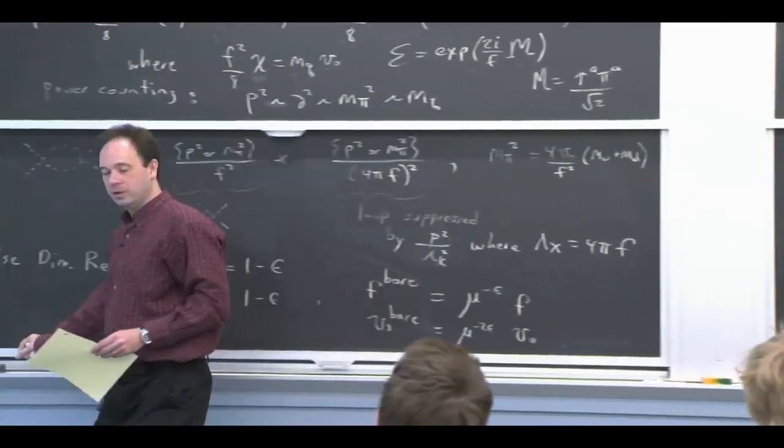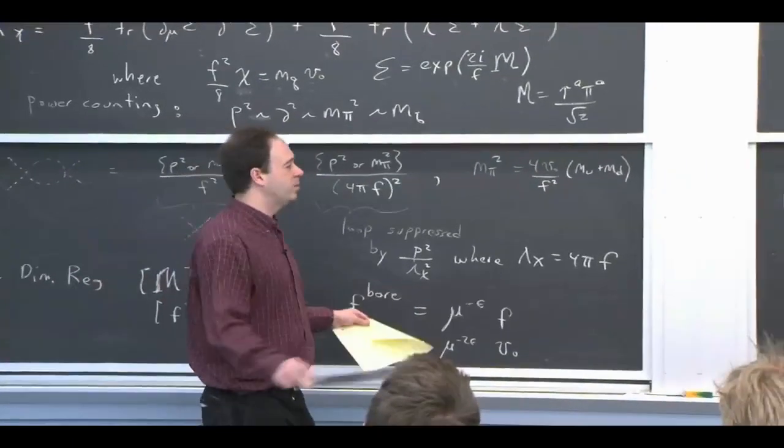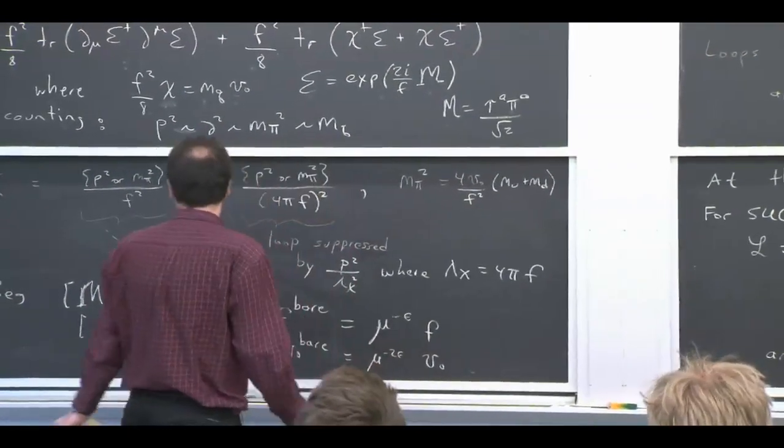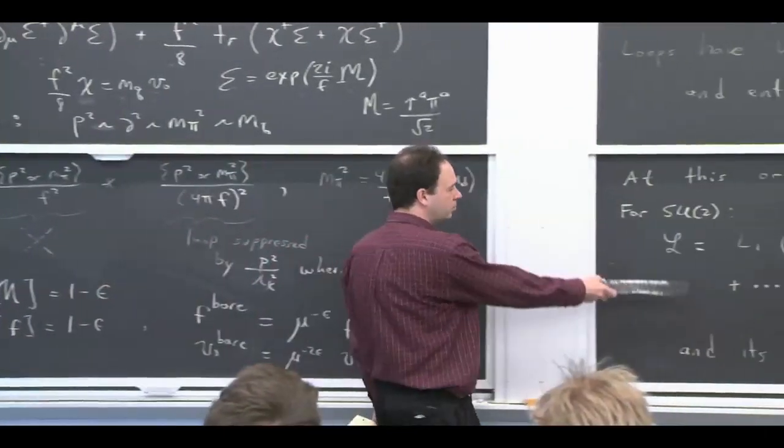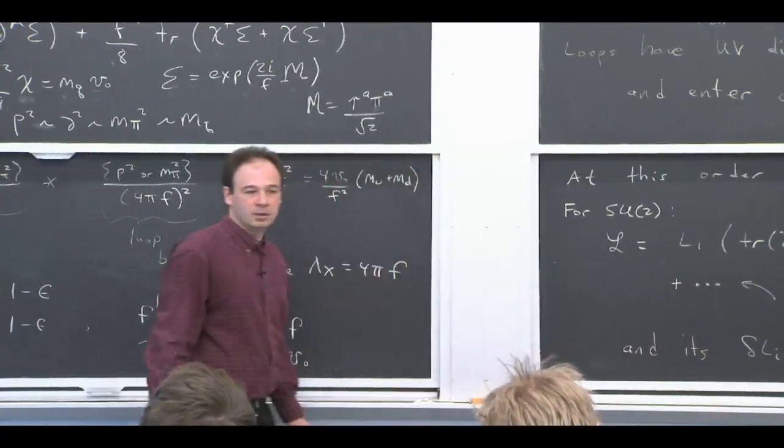When you go to order p to the fourth, you have to consistently put in everything that's order p to the fourth. That includes the loops, which are p to the fourth, as well as new local Lagrangian interactions.